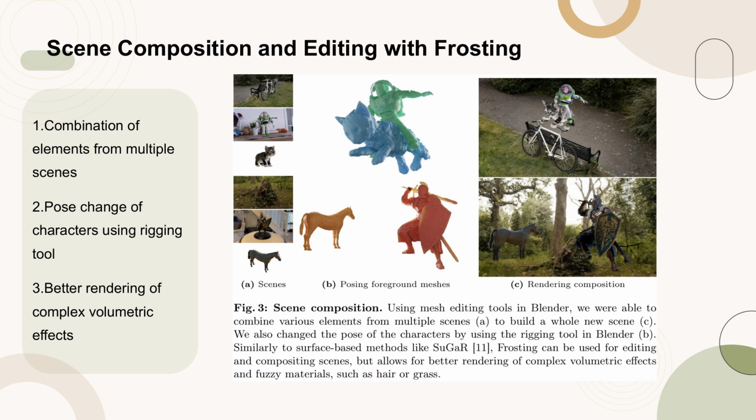Figure 3 illustrates the process of scene composition using frosting. By employing mesh editing tools in Blender, we successfully integrated various elements from different scenes, A, to create a completely new scene, C. Additionally, we modified the poses of the characters through the rigging tool in Blender, B. This approach, akin to surface-based methods like SuGaR, not only facilitates scene editing and compositing but also enhances the rendering of intricate volumetric effects and fuzzy materials, such as hair or grass.